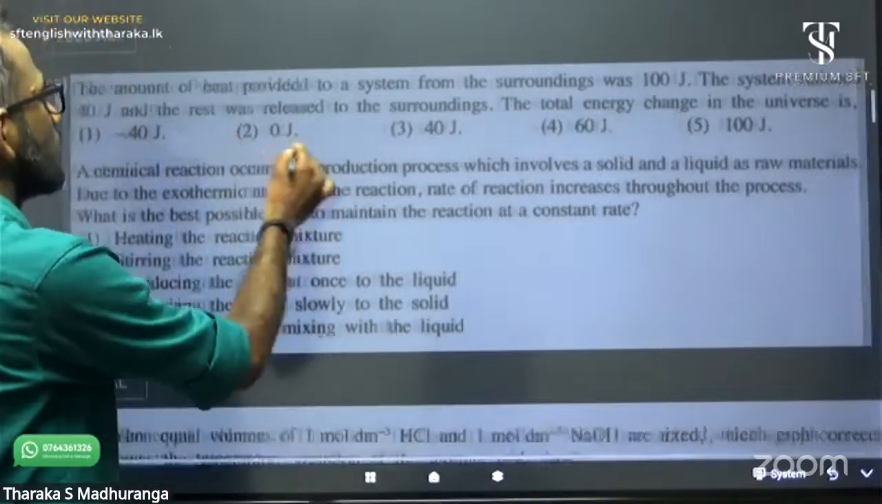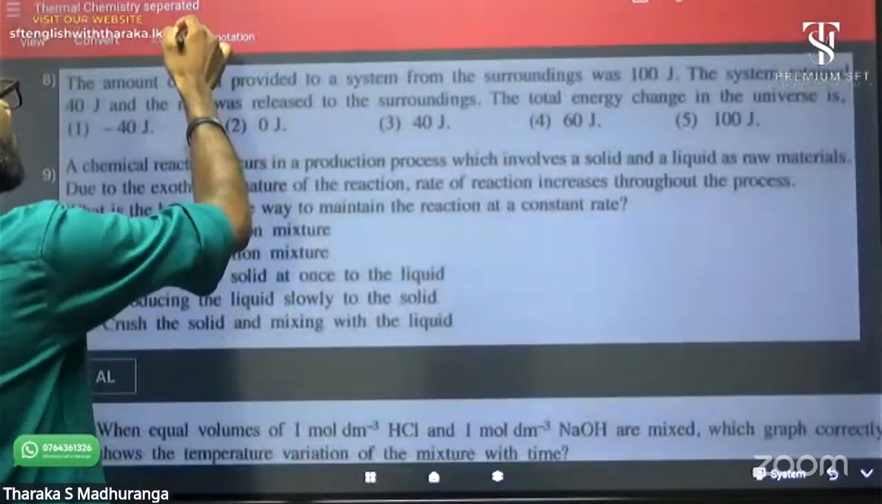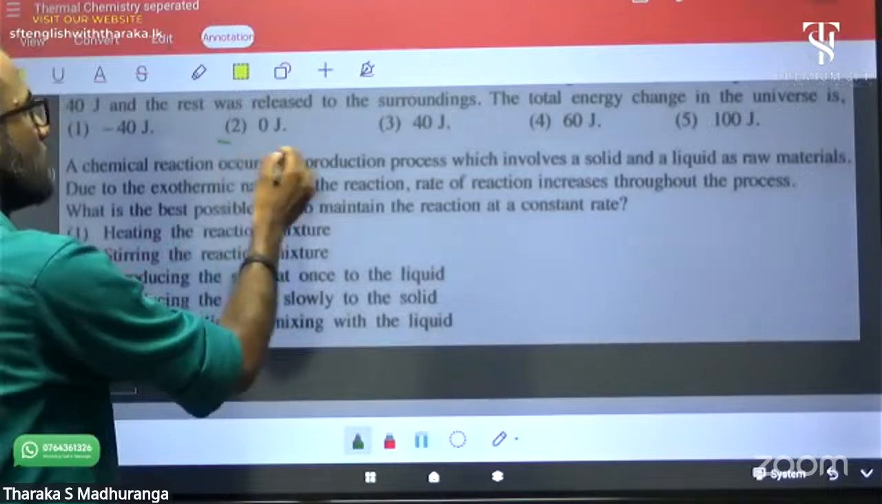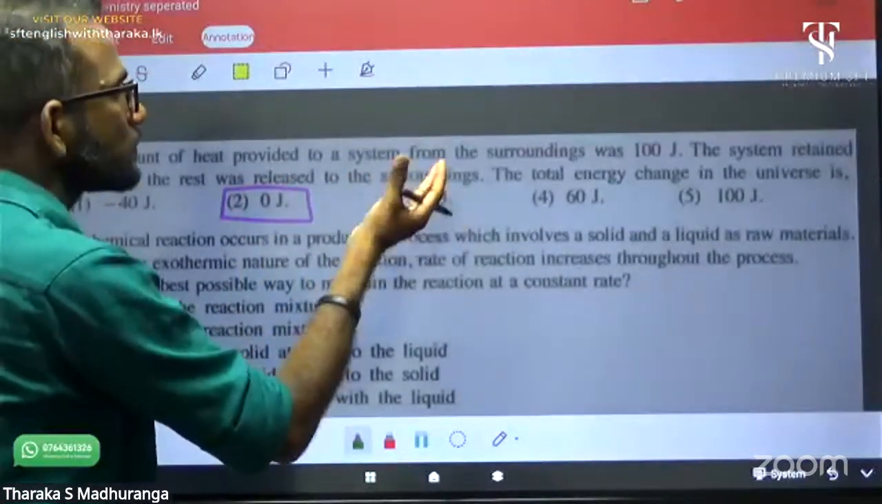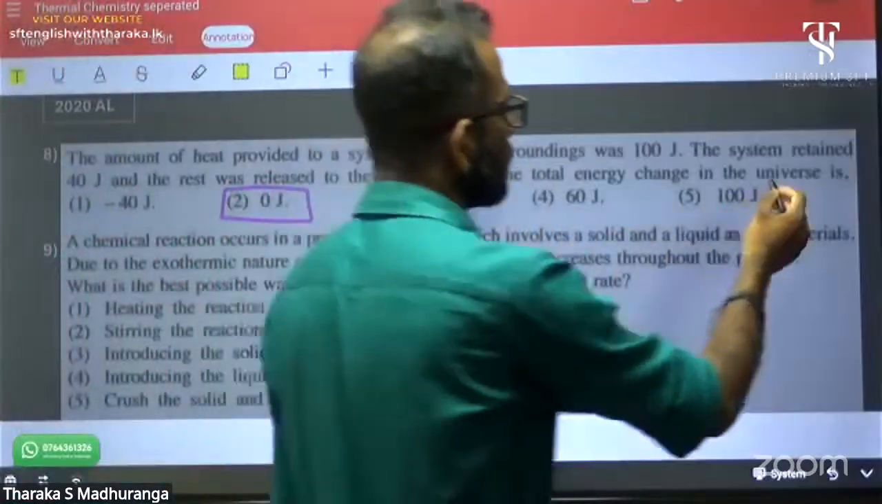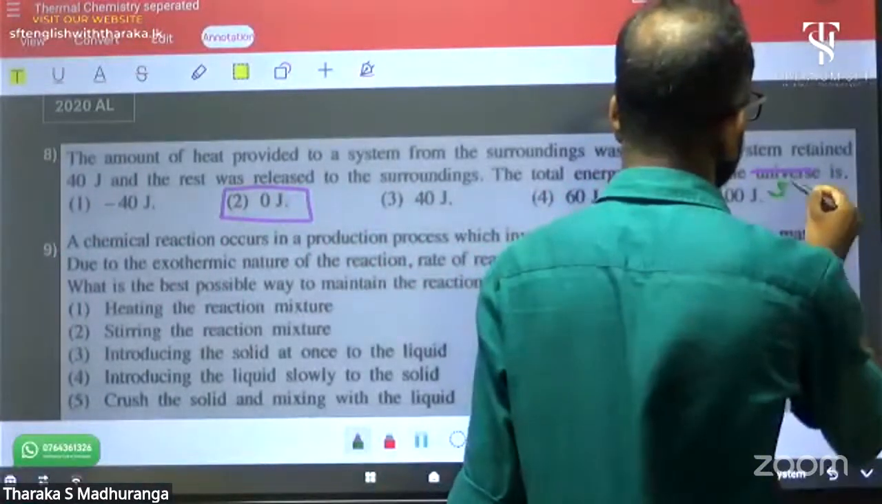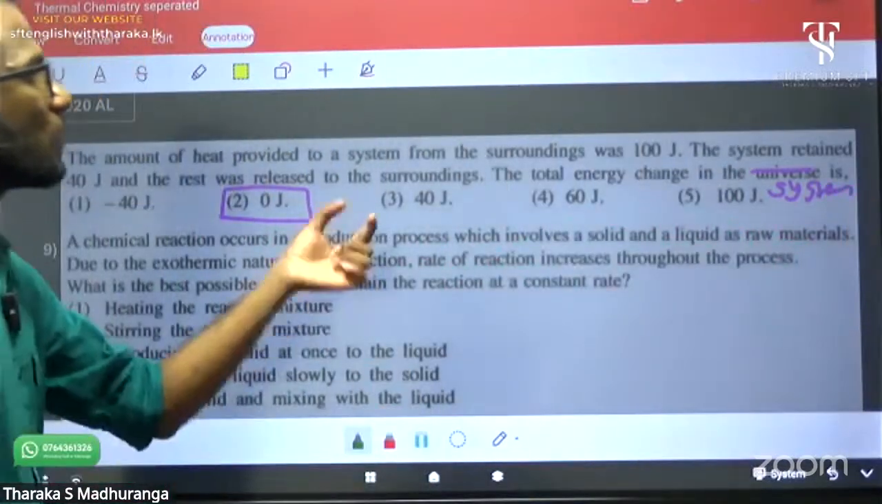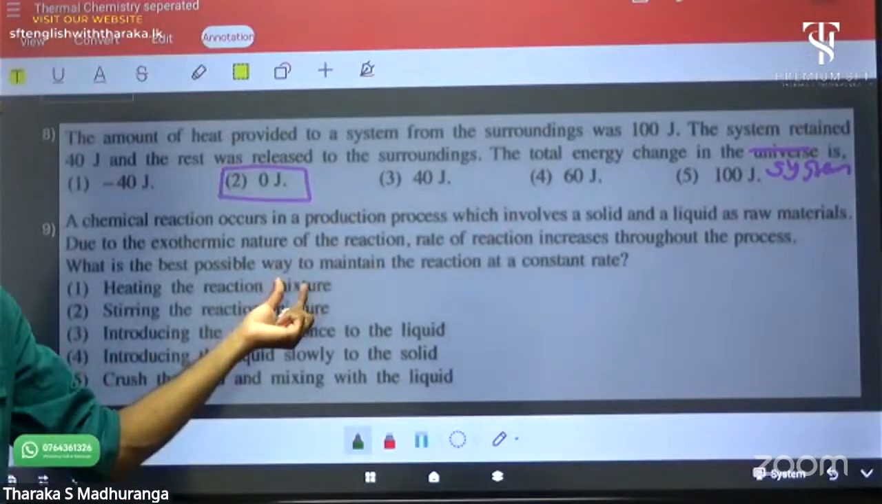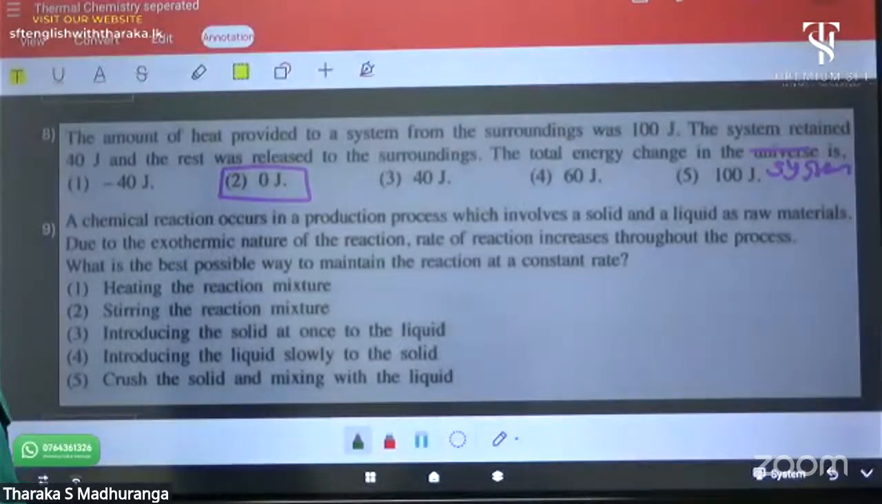Zero, yes. It's asking universe energy change. Universe. If it is asking system energy change, then it is the system. Now what is the answer? The total energy change in the system is.